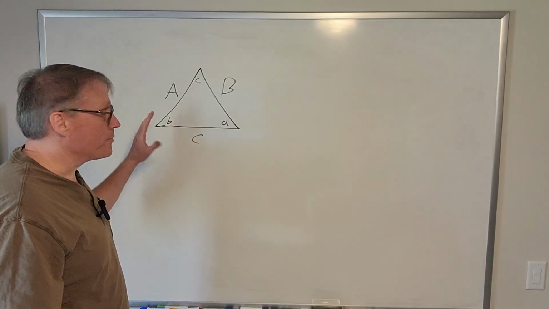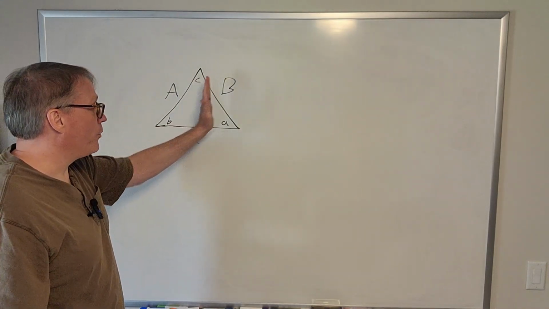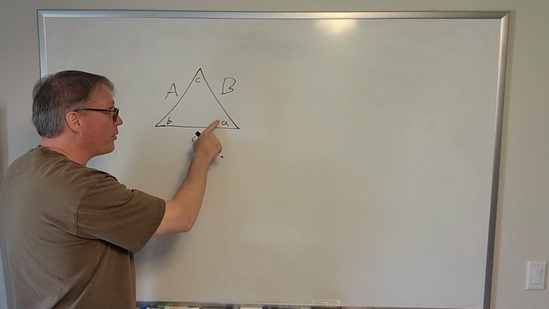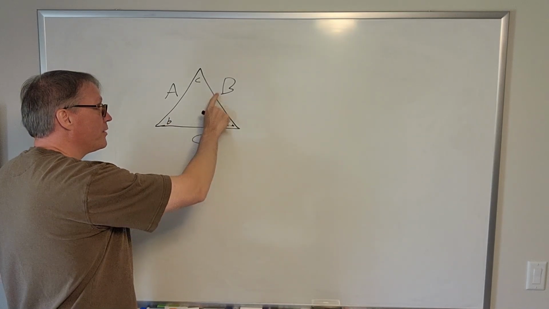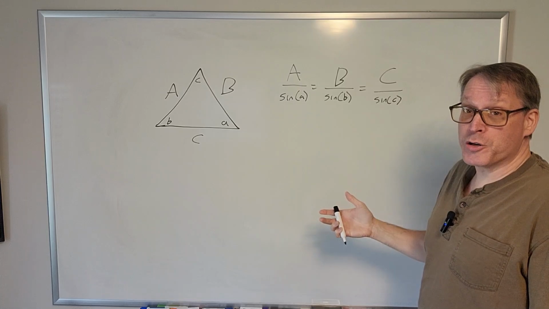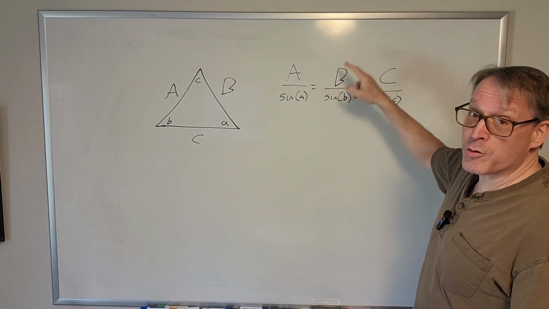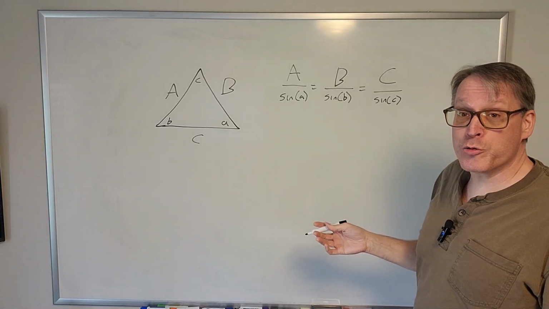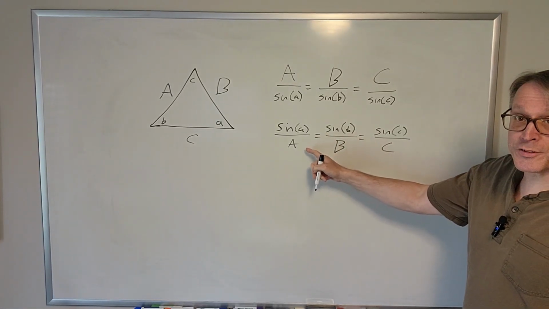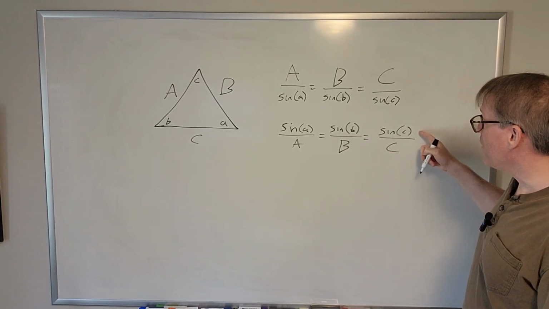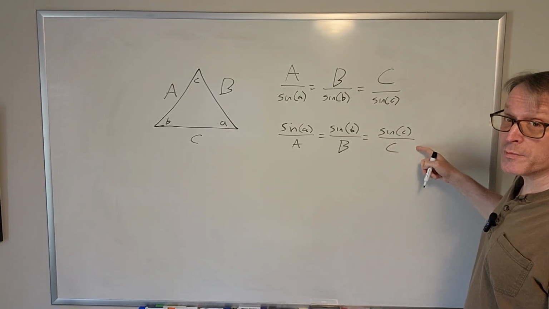For a triangle like this, with side lengths capital A, capital B, capital C, and angles lowercase a opposite the capital A, lowercase b opposite the capital B, lowercase c opposite the capital C, we have these ratios. Side length A over the sine of A equals side length B over the sine of B equals side length C over the sine of C. And the reciprocals are true too. Sine of angle A over side length A equals sine of angle B over side length B equals sine of angle C over side length C.